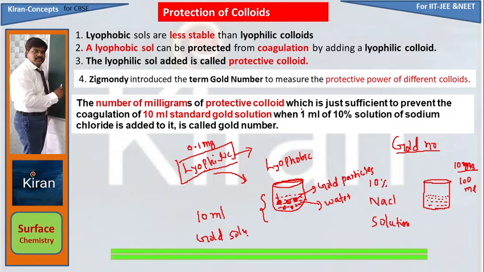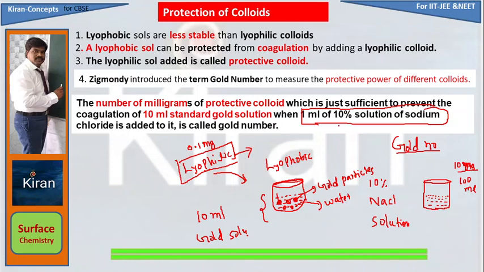Now, when 1 ml of 10% sodium chloride solution is added to it, what is the meaning of this? Up to here you understand. The number of milligrams of protective colloid that is just sufficient to prevent the coagulation of 10 ml of standard gold solution. How much is the minimum quantity required to prevent the coagulation? That minimum number of milligrams is known as gold number.